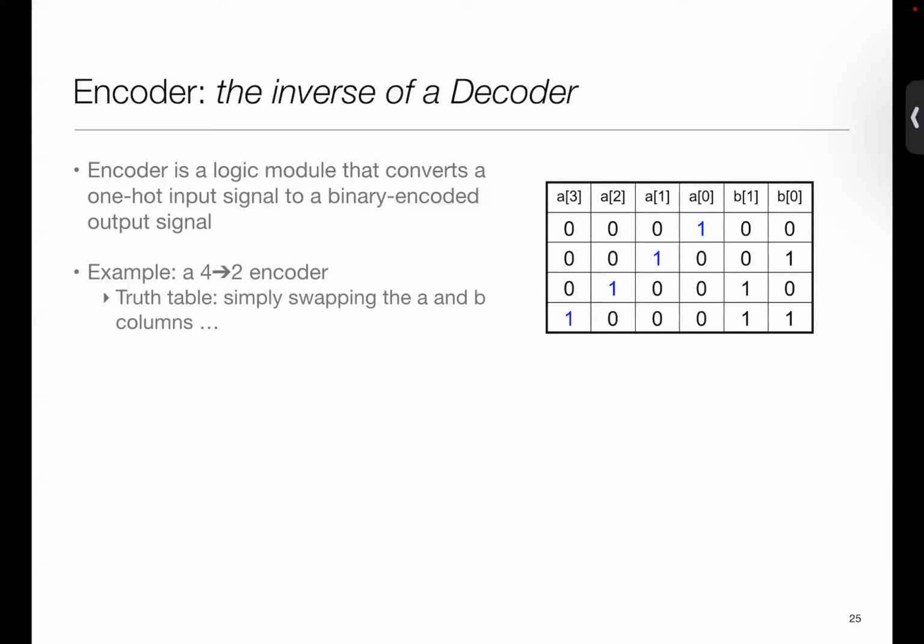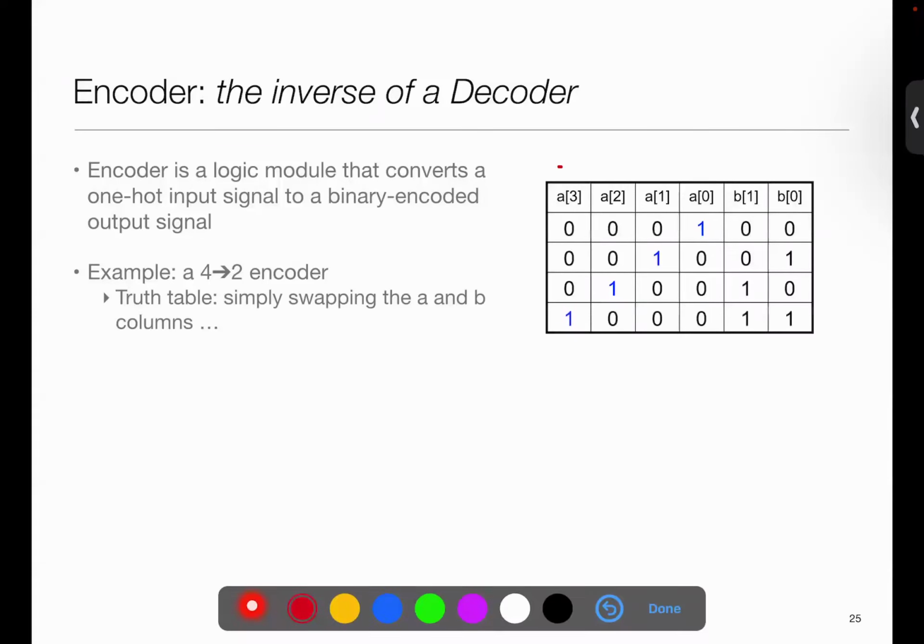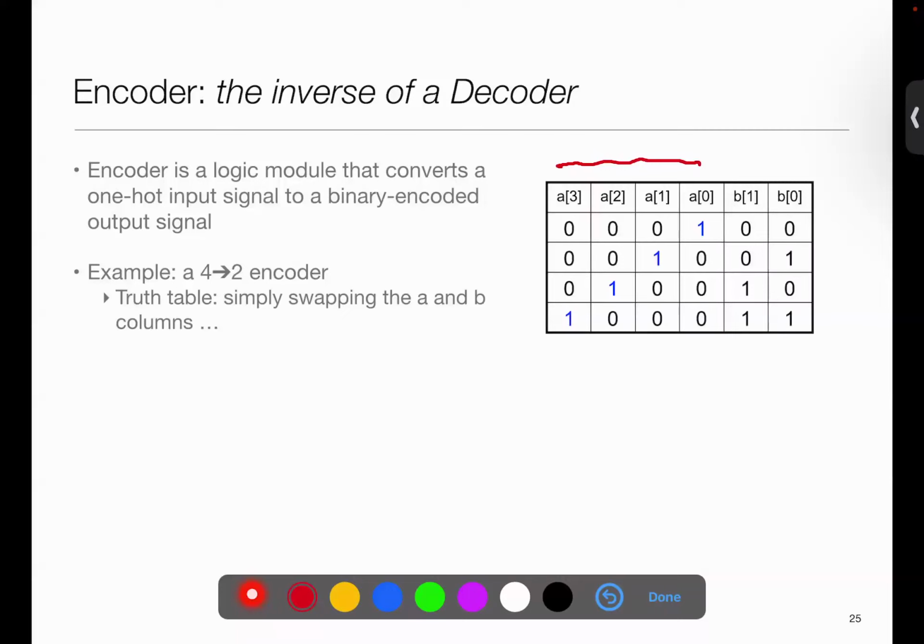In particular, instead of a 2 to 4 decoder, now I have a 4 to 2 encoder. So it takes 4 bits in a one hot format and converts them into a 2-bit representation. So it's a function with 4 inputs and 2 outputs.